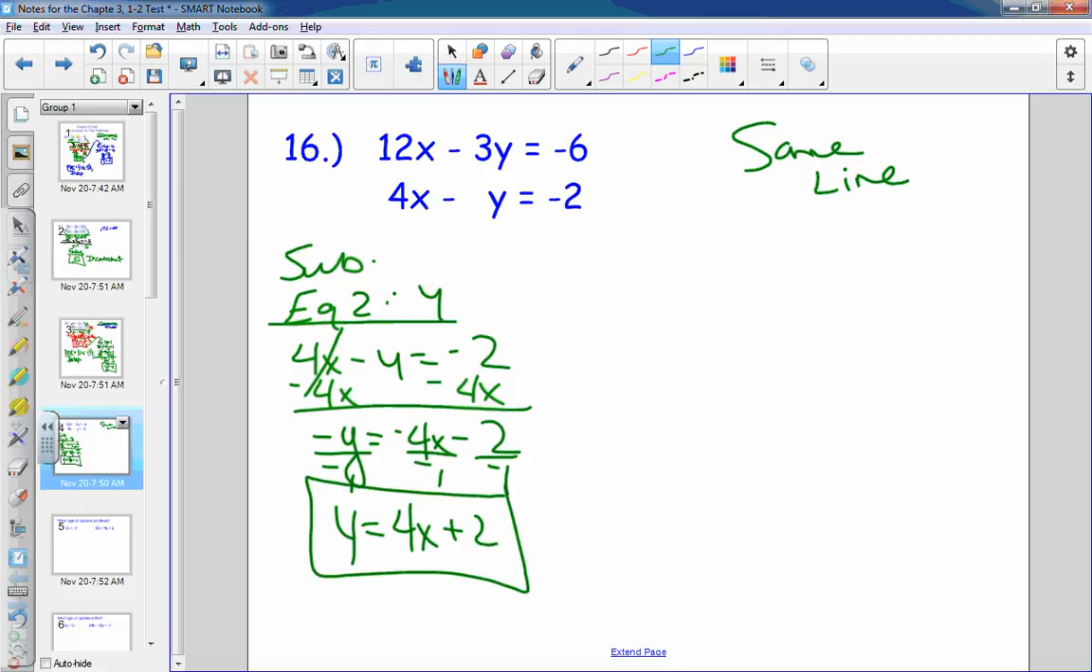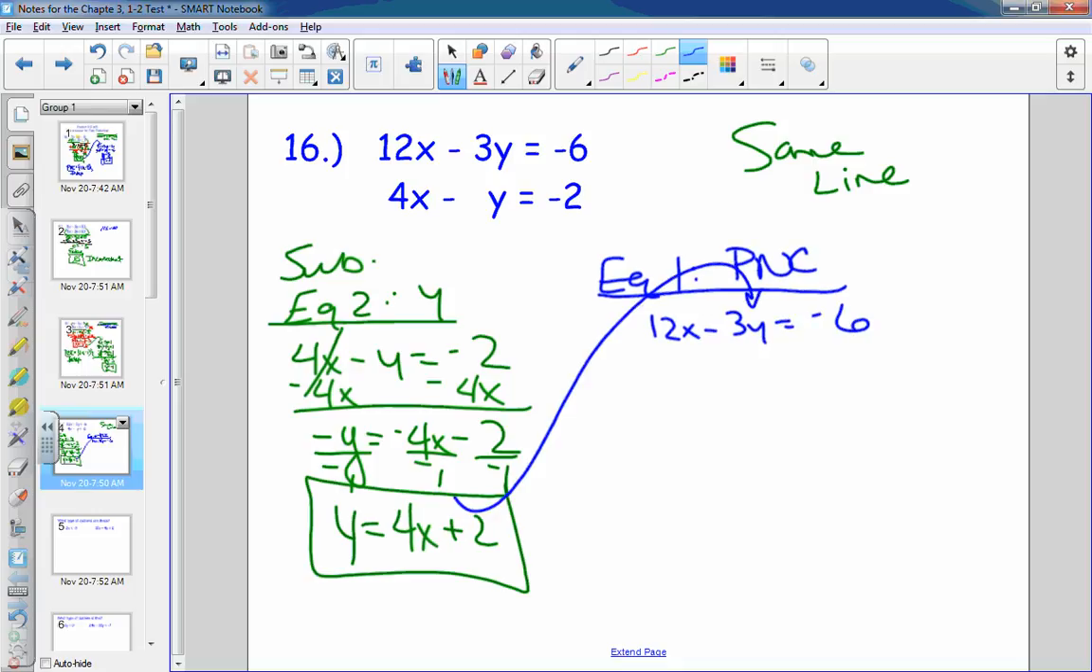I'm doing this by substitution because I haven't shown you substitution. I think everybody needs to remember how to do that. I would probably have done elimination on this problem if I had the opportunity. Now that I have solved this for y, I'm going to go ahead and take the equation I have not used, which is equation 1, and I'm going to plug and chug. So I have 12x minus 3y is equal to negative 6. And every place I see a y, I'm going to plug in the expression 4x plus 2. So I have 12x minus 3 times 4x plus 2 is equal to negative 6.